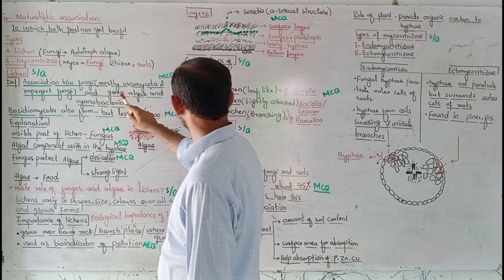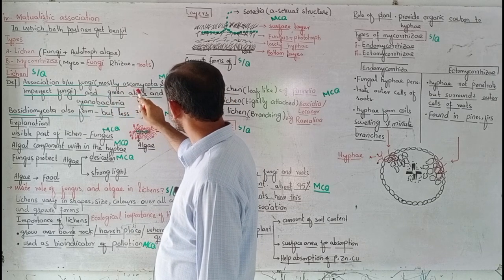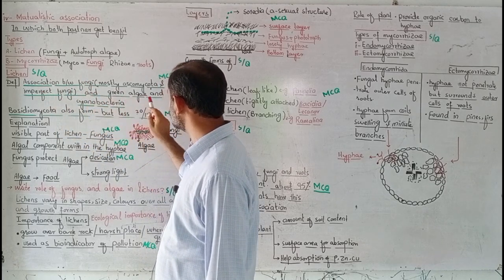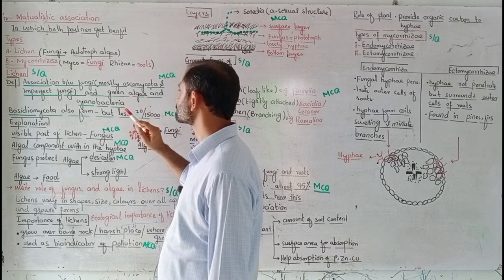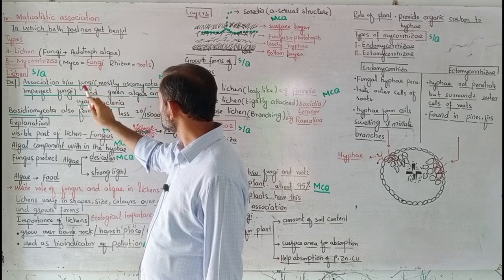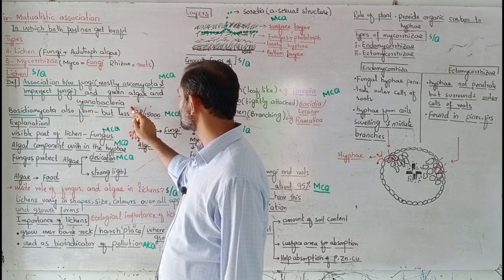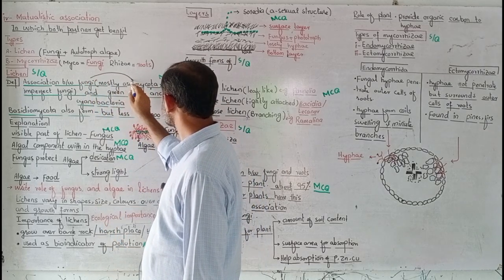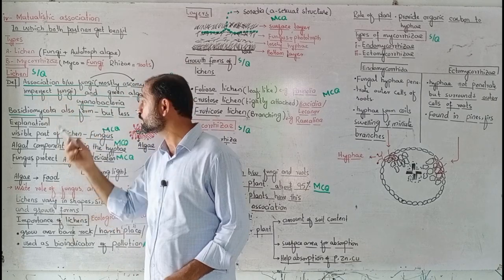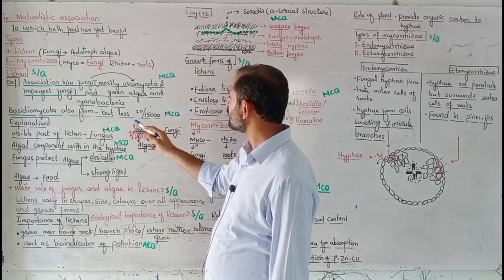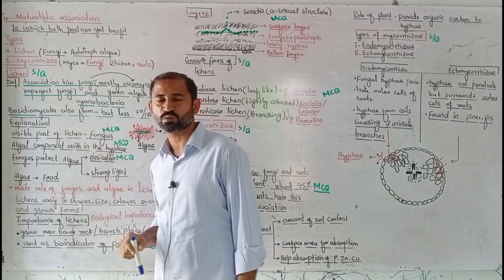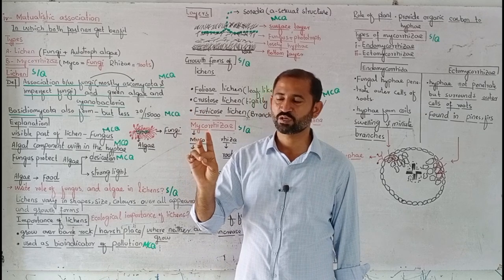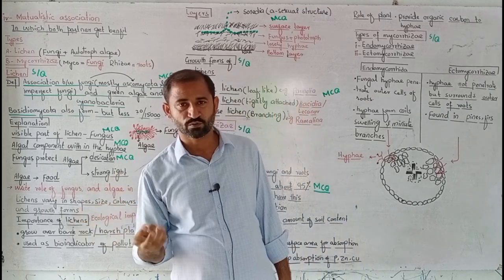association between fungi. Fungi is mostly ascomycota and imperfect fungi. It is association between fungi and green algae or cyanobacteria. Means association of fungi with green algae and cyanobacteria. Fungi that form association are mostly ascomycota and imperfect fungi, but very rarely basidiomycota. Means there are four groups of fungi: zygomycota, ascomycota, basidiomycota, and deuteromycota, imperfect fungi.